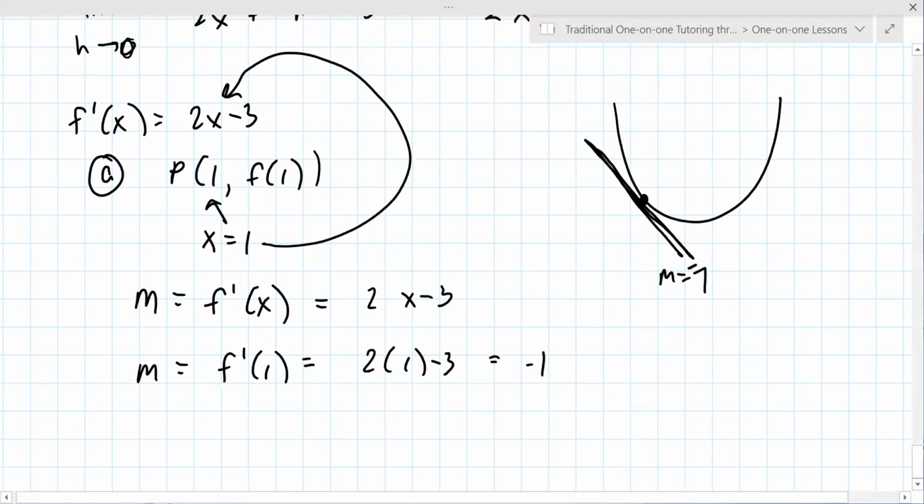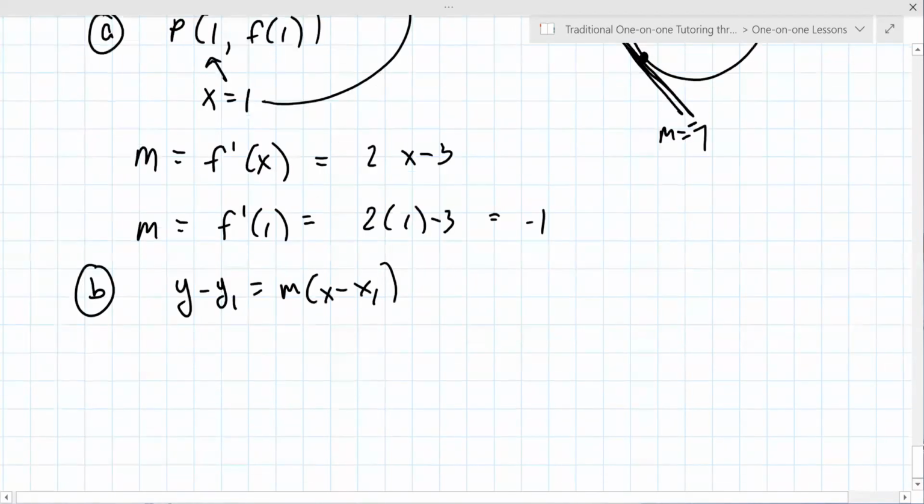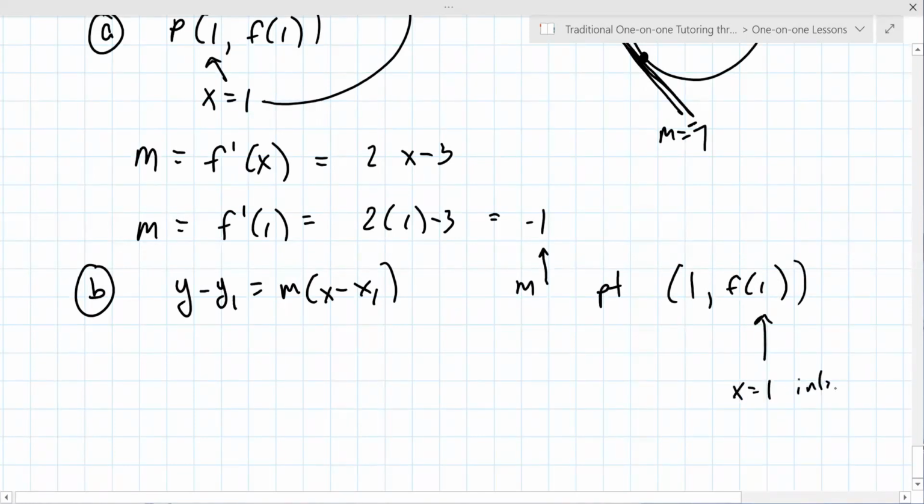Okay, an equation of the tangent. So the equation of a line, you're going to use this one more often than not in this class. What does this equation require? It requires a slope, which you just have, and a point, which you also have. It's 1 comma f of 1. So f of 1, you get from putting x equals 1 into the original. So f of 1 equals 1 squared minus 3 times 1.